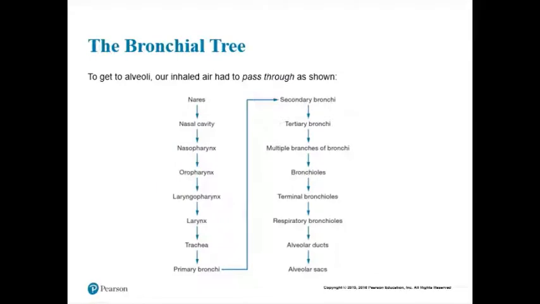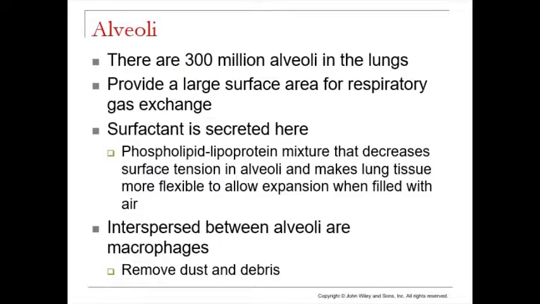Make sure you know that pathway. Air has to travel through the nose and pharynx, then the larynx, then the trachea, primary bronchi, secondary bronchi, tertiary bronchi, bronchioles, terminal bronchioles, respiratory bronchioles, alveolar ducts, alveolar sacs, and then into an alveolus, singular. Alveoli is plural.